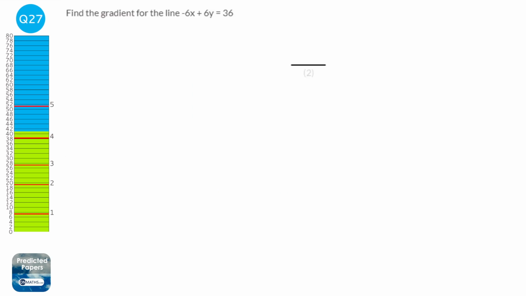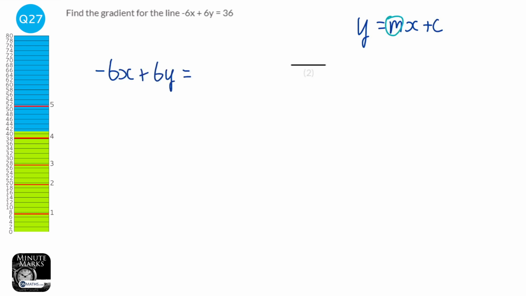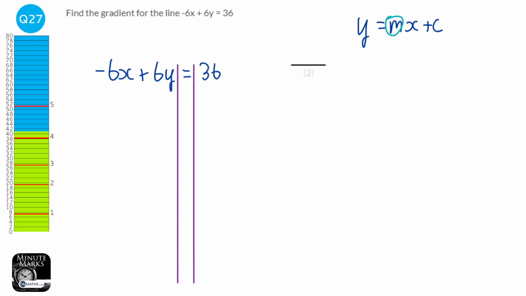So to find the gradient, we need the formula or the equation in the form y equals mx plus c, and the m there will give us what the gradient is. So we're just going to be rearranging this equation. And so I'll get my lines in. So the first thing I'm going to do is get rid of the x's from the left hand side, and we can do that by adding 6x both sides.